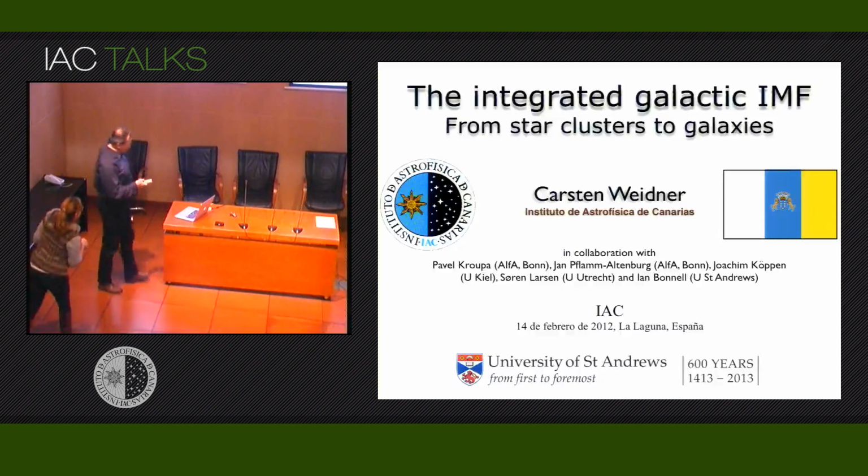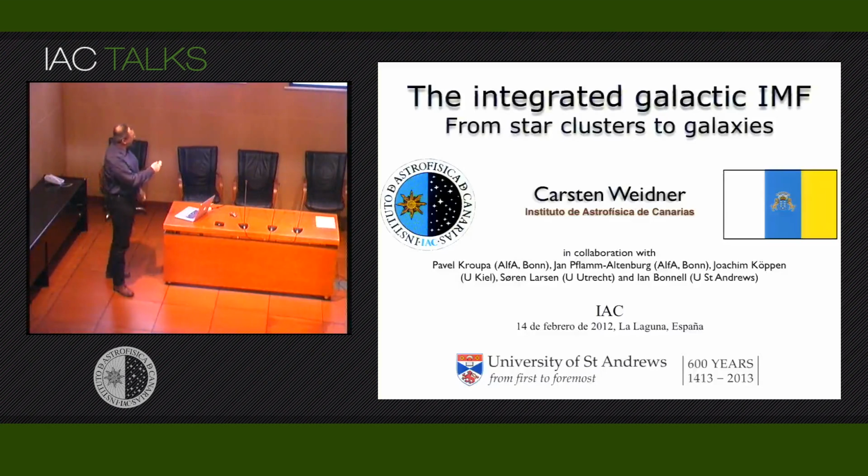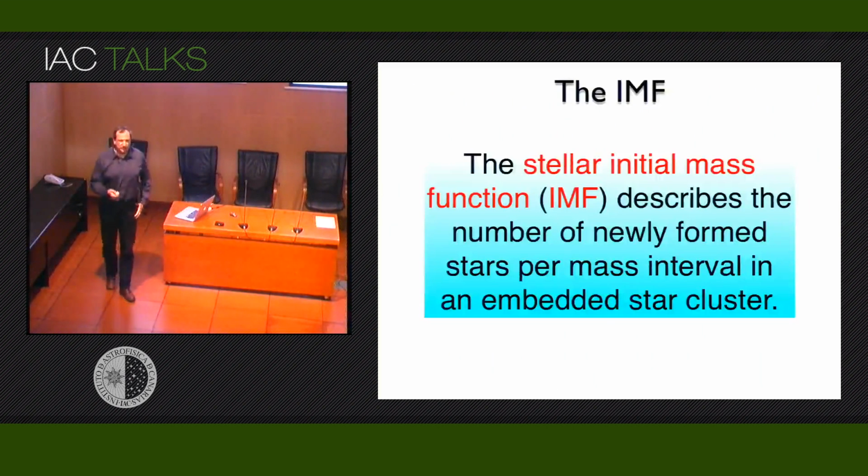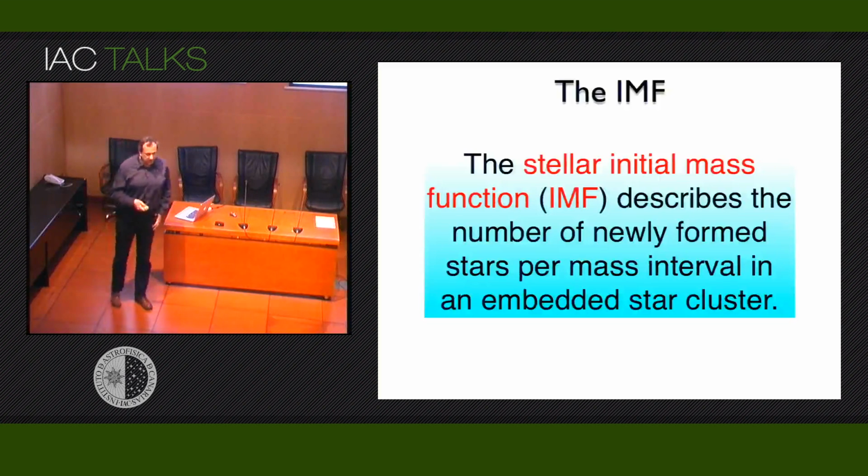Okay, hello everybody. I'm going to talk a little bit about stellar initial mass functions in star clusters and in galaxies. This is work I already started during my PhD, and I'm still following also all these years of postdoc. First I want to look, with a short overview, at what we know about the stellar initial mass function, what it actually is. The stellar initial mass function describes the birth distribution of masses of stars. So it's the number of newly formed stars per mass interval.